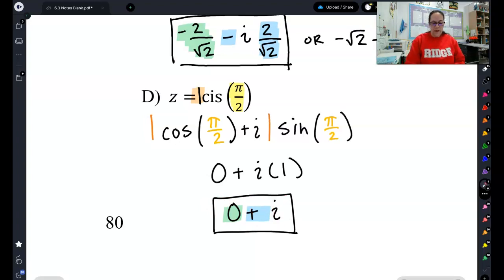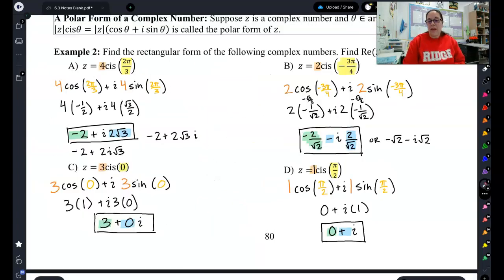So now we know how to take a polar form, r cis theta, into a rectangular form, a plus bi. We have one more video to do today to finalize everything that we've learned, and then you'll be done with lesson 6.3.